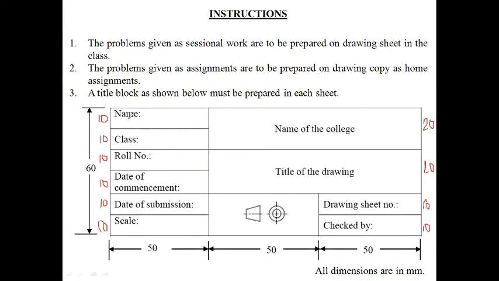And here you write only your name. Here write only your class, meaning BTech, BTech IT first semester. Roll number, you already know your roll number. Date of commencement means when the class is held. Date of submission is when you submit the sheet. And for scale, write 1:1. Why it is 1:1, I will discuss later.